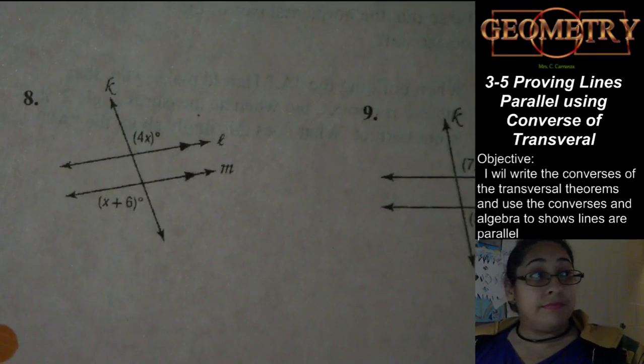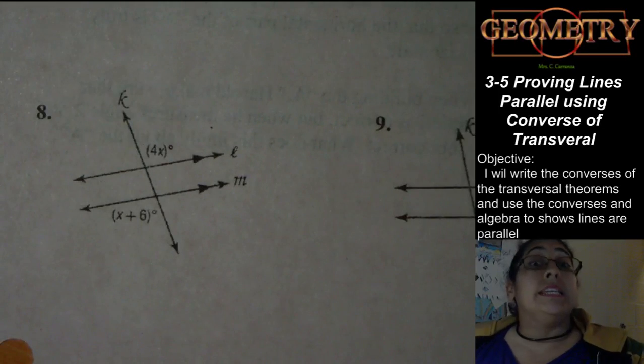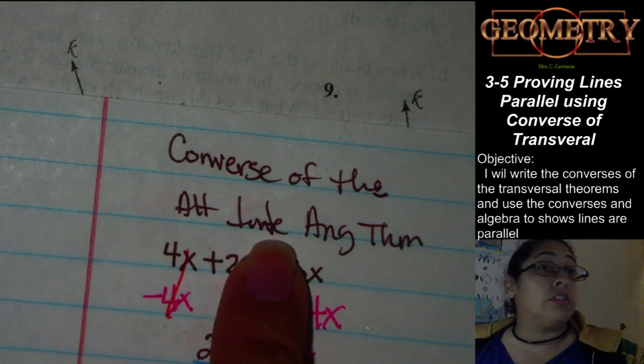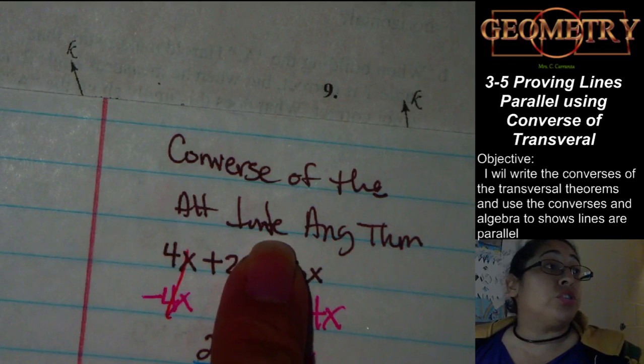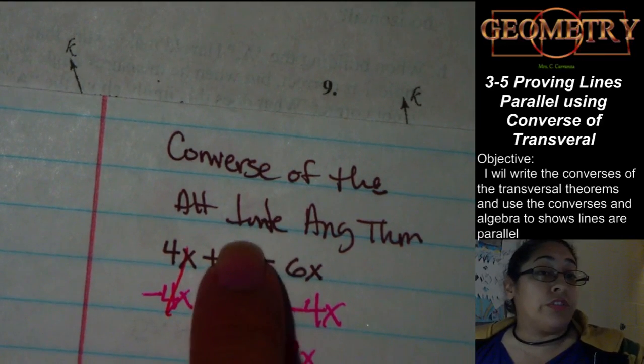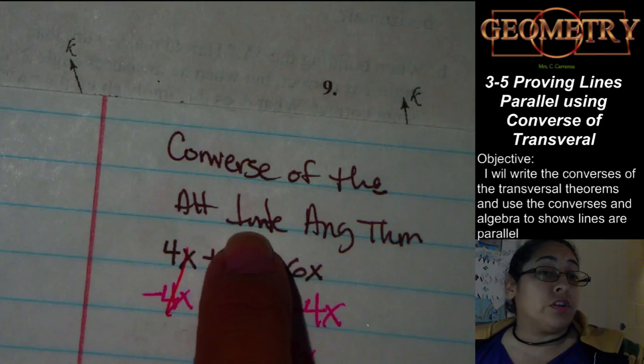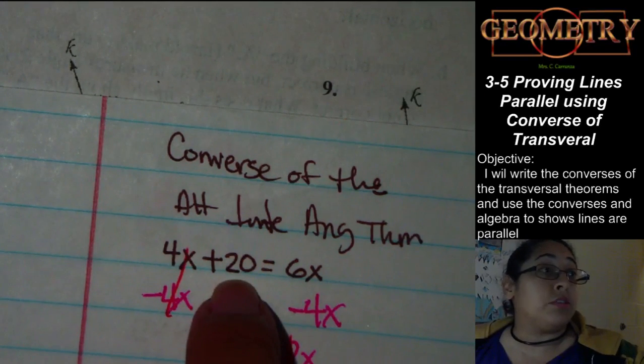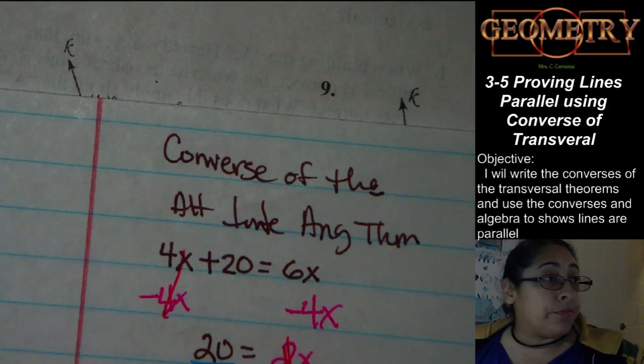Do you want us to show all of this when we're solving them? Yes, we need to see every single step, and most importantly, you need to show which theorem or postulate, or converse thereof, that you used in order to start your equation. So for this one, I used the converse of the alternate interior angle theorem. That said they were congruent, so I was allowed to set the measures equal, and then I did all my algebra.